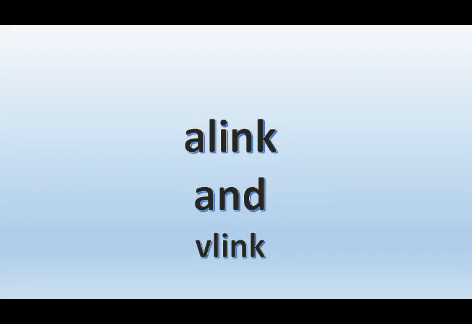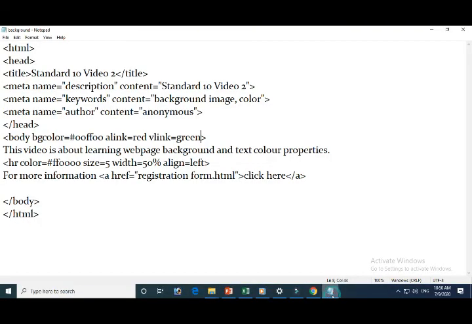Now by default link's color is blue when it is active. Active link is a link that we have not visited. That means we have not clicked on this link. And when we click on this link and come back to our web page, color of this link is changed to purple. That means that is called visited link. So alink is for active link and vlink is for visited link. Let's use this alink and vlink attributes.